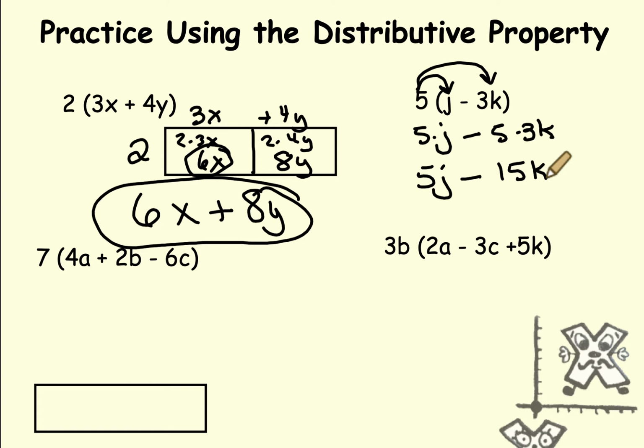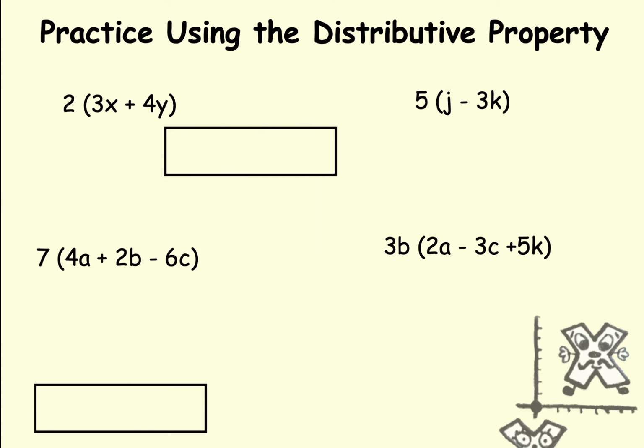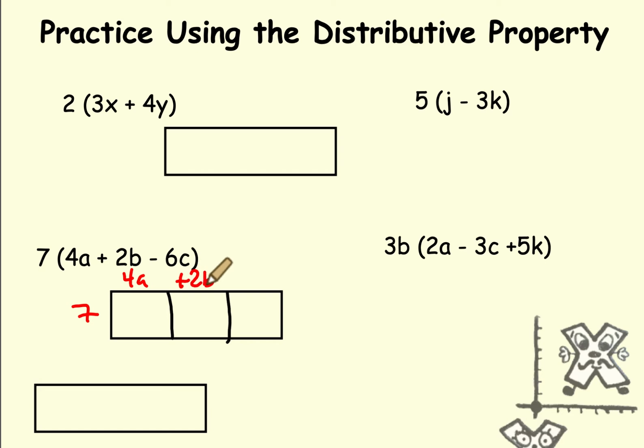Now, in the bottom two, we see that we have 3 terms to distribute to. If there are 3 terms to distribute to, we have to make sure that we distribute to all 3 terms. So I'm going to use the box on this one. What am I distributing? I'm distributing a 7. And I'm distributing it to 4a plus 2b minus 6c.